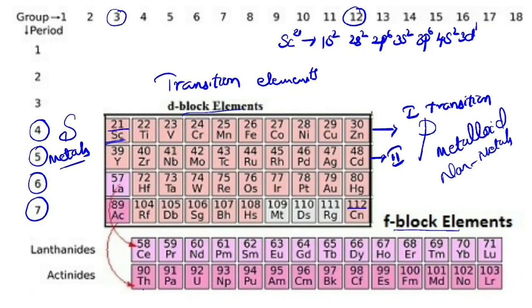57, after that 58 to lutetium will be placed in F block elements. 72 to 80 will be placed in the third transition series. Similarly, actinium, after that the 90th element, will be placed in F block elements. 104 to 112 will be placed in the 4th transition series.